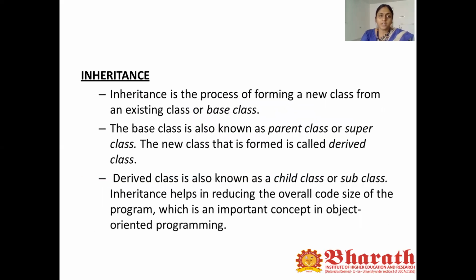The next concept in object-oriented programming is inheritance. Inheritance is the process of forming a new class from an existing class or the base class. Here the base class is called a superclass or the parent class, and the new class can be called a child class, subclass, or the derived class. The derived class inherits the properties from the base class. Inheritance helps in reducing the overall code size of the program, which is an important concept here in object-oriented programming, thus providing the reusability factor.